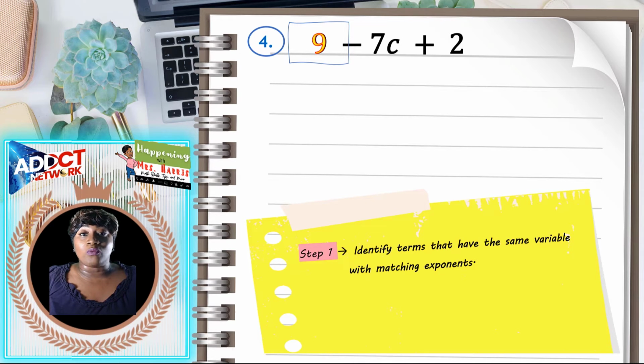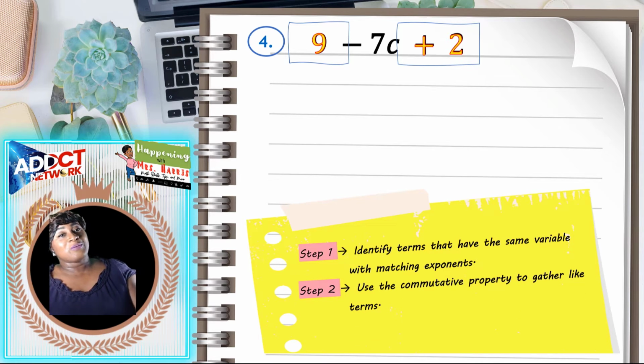We know that we will group all constants together. So the other constant is plus 2. The other term we have is minus 7c. It doesn't have a match, therefore we'll leave it where it is.